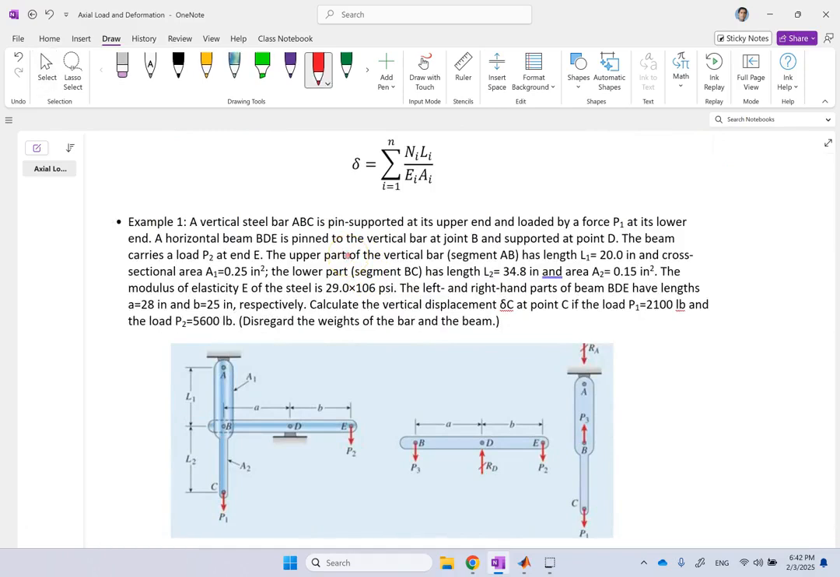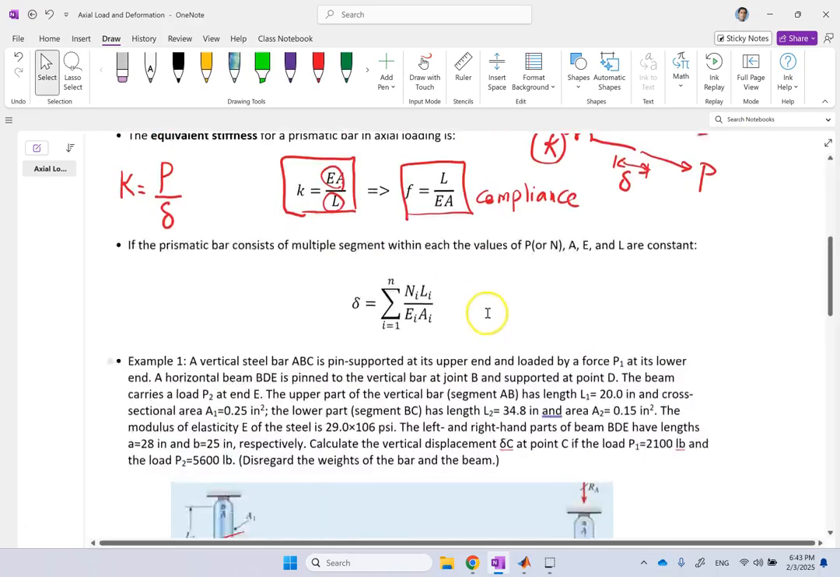Well, look at this example here. If you look at this vertical bar ABC, the cross section along the length of this bar is not constant. This here is A1, and this here is A2. And also, if you look at the axial load, you're going to see that the axial load is not going to be constant as well, because there is a pin here, there is a pin reaction. So if you cut it between A and B or between B and C, the axial load is going to be different as well. So clearly in this case, you cannot use the simple formula.